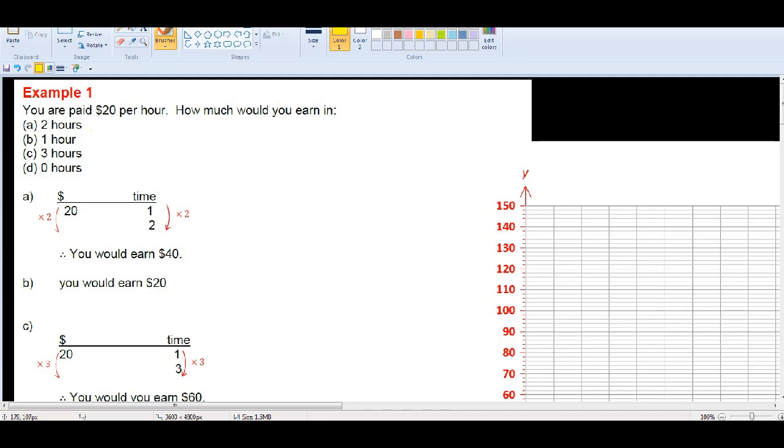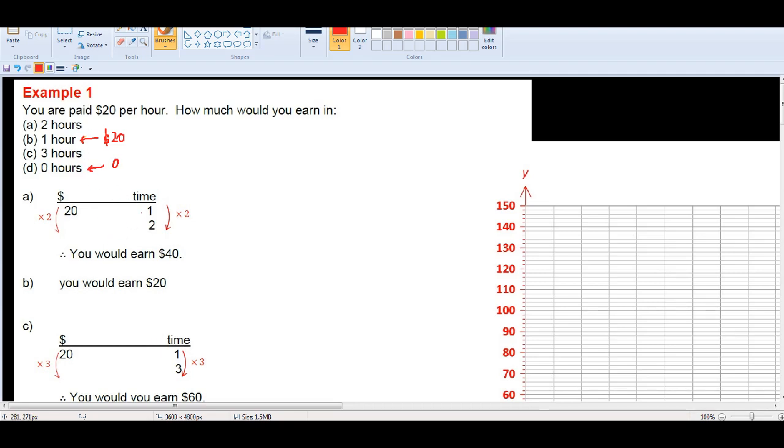And for which time would you get the pay immediately? I think for B you will know the answer right away, right? Because for B it's 1 hour, so at $20 per hour, it would just be $20. And for D, because you work for 0 hours, of course you are not going to have pay. That's 0. Okay, so we got two answers, but how about 2 hours?